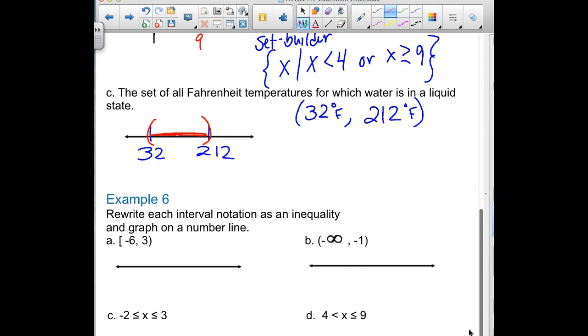Okay, set builder notation. And we don't have to use an x since we're talking about temperature. We could say T such that 32 is less than T and T is less than 212.